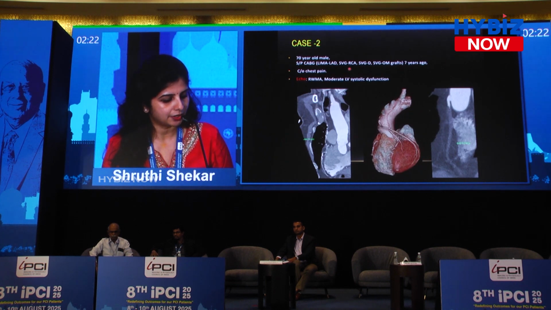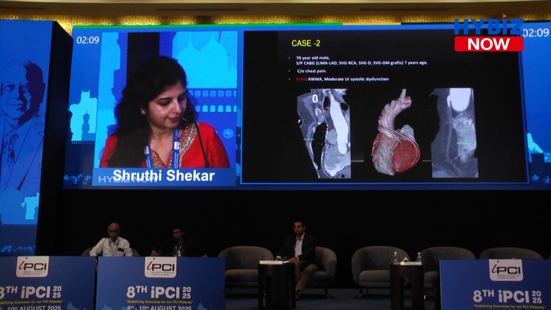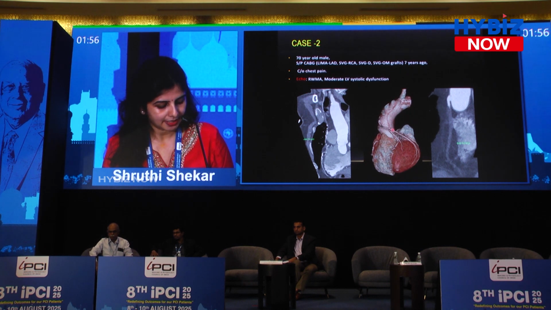Another case, a 70-year-old gentleman, status post CABG 7 years ago, 4 grafts were placed, now presented with chest pain. On echo, there was regional wall motion abnormality with moderate LV dysfunction. As we can see, the Lima to LAD graft vessel looks hairline, very thin in caliber, and the distal graft vessel is not at all seen, which suggests a near total occlusion. The same thing is appreciated on a VR image. It's hardly seen. The Lima LAD graft is very thin in caliber, and also the SVG RCA graft beyond the ostioproximal segment is not seen. So we have two occluded grafts here, which need a redo surgery.